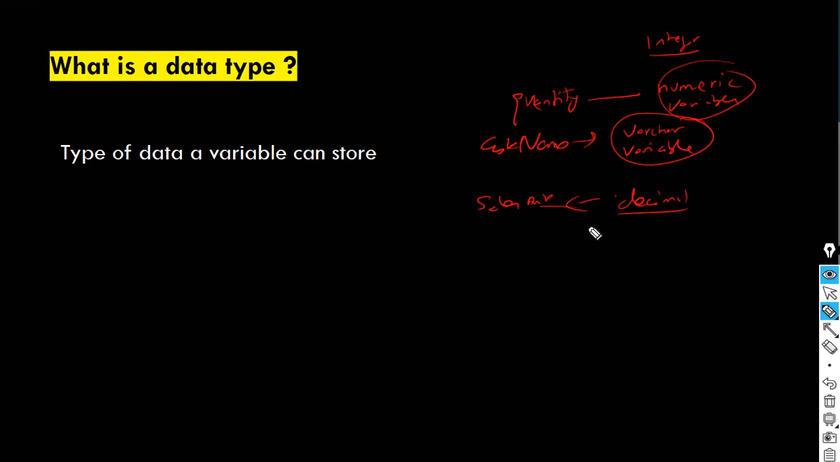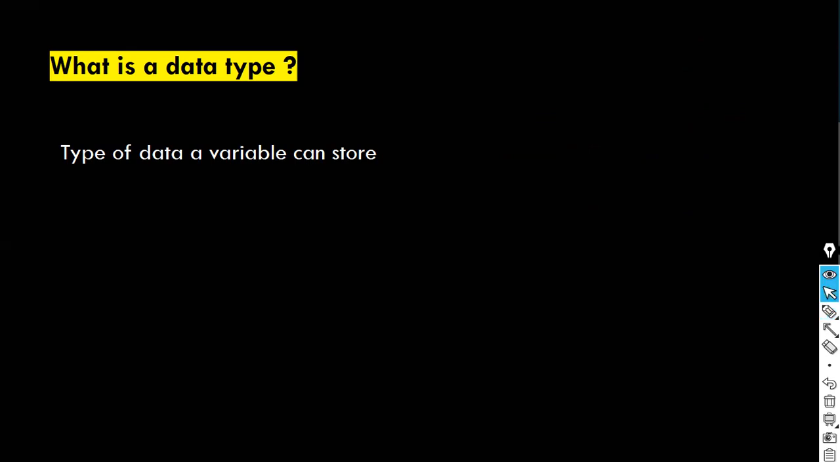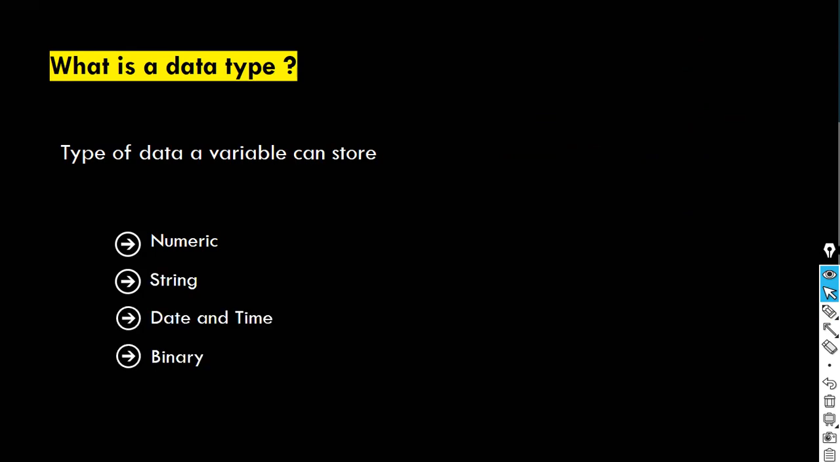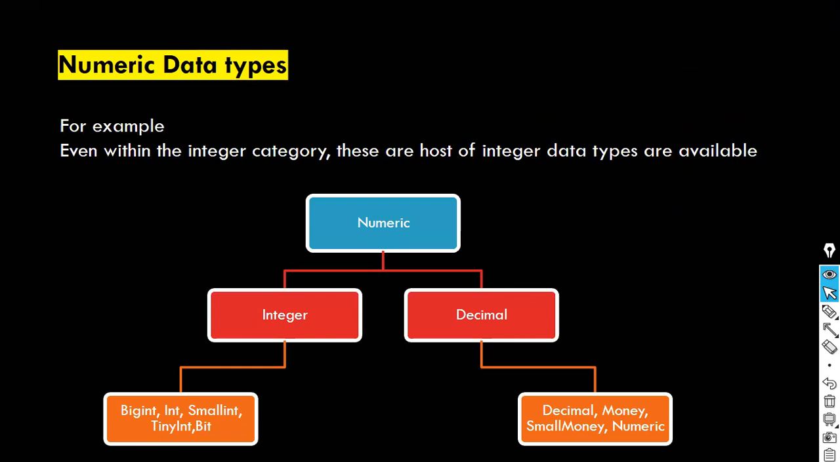When it comes to SQL Server, there are plenty of data types available. The common ones are the numeric data type, the text data type, which is nothing but the string data type, date and time, binary data type, and other data types. When it comes to the numeric data type itself, there are two categories, which is common in almost all programming languages: integer and decimal.